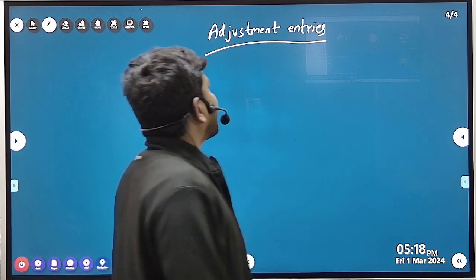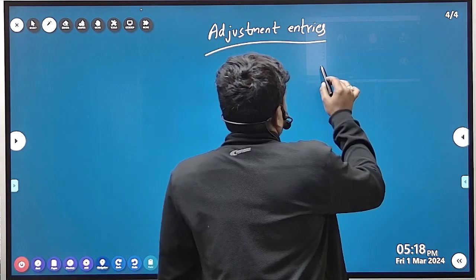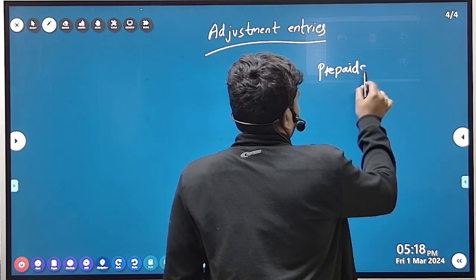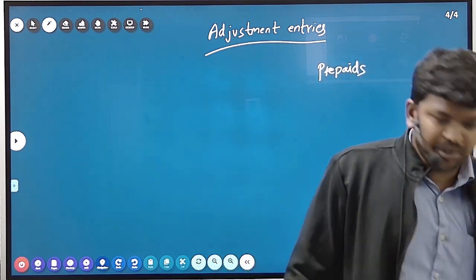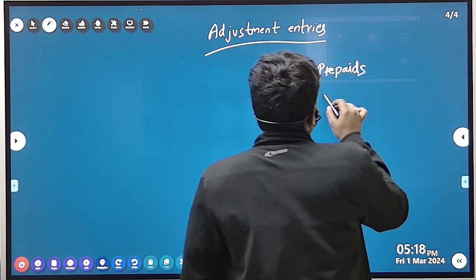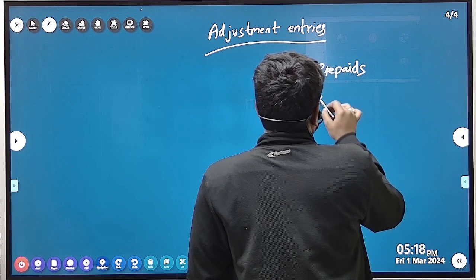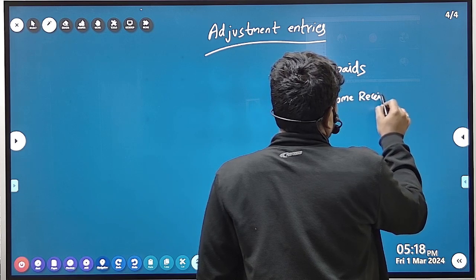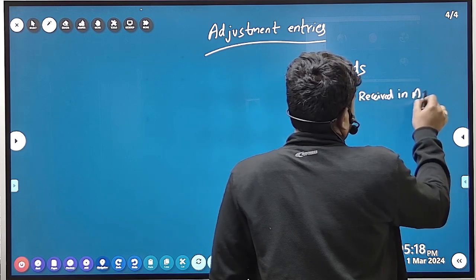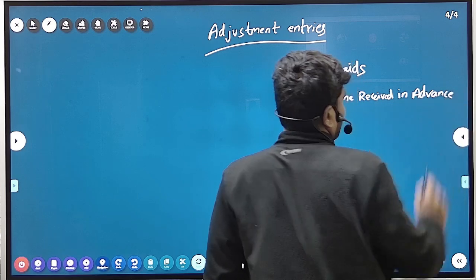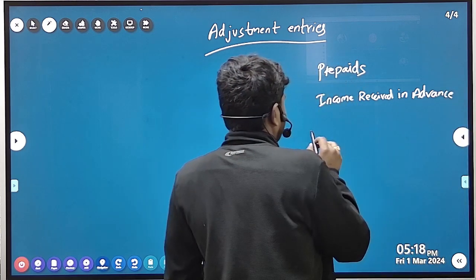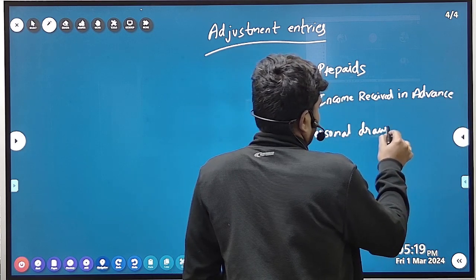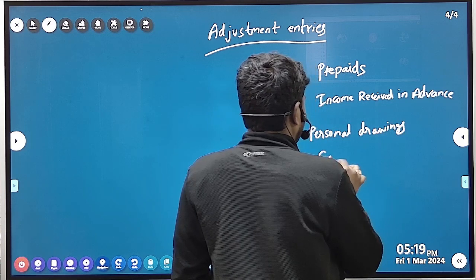Sir, what are all the different adjustment entries? Say any prepaid expenses, recording prepaids, prepaid expenses, prepayments, pre-receipts also. Pre-receipts in the sense, income received in advance. Then any proprietor's personal drawings, and goods in transit.